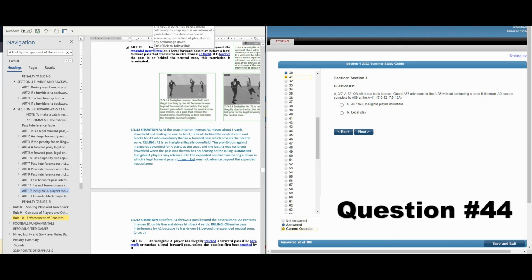Okay, I can take a look at this. On a legal forward pass play, before a legal forward pass that crosses the neutral zone is in flight. If B touches the pass in or behind the neutral zone, the restriction is terminated. So basically it just says he can only go 2 yards. That's it. So this is a legal play.